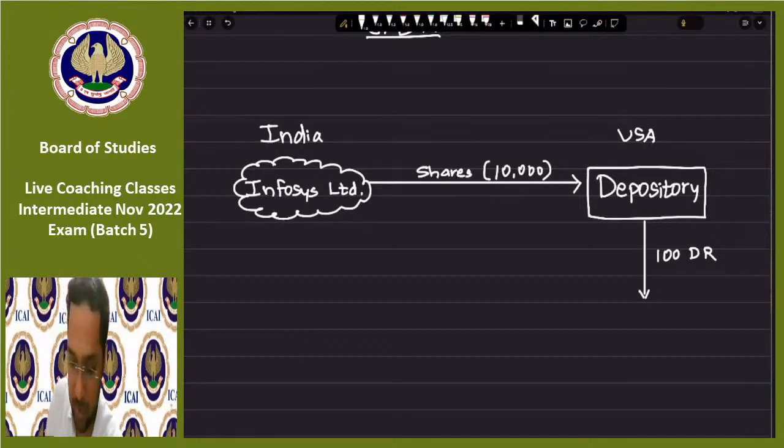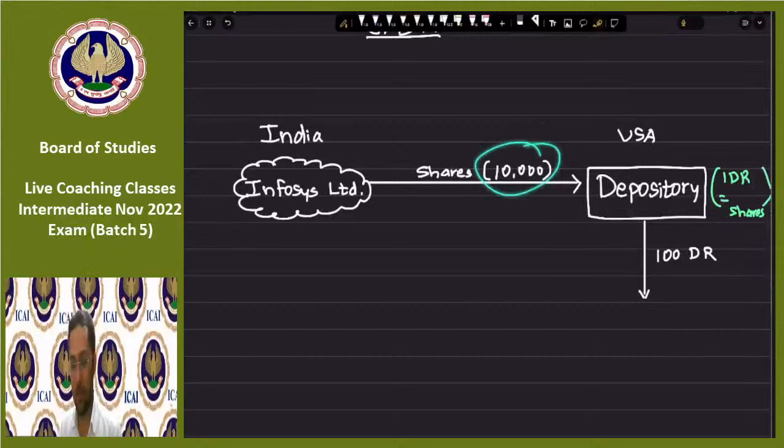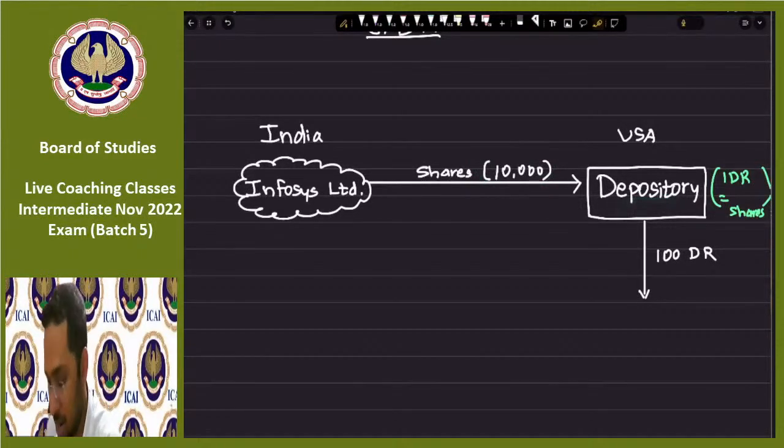If it issues 100 depository receipts, can you tell me what is the exchange ratio that it has followed? For 10,000 shares, the depository is going to issue 100 depository receipts, in which it will give an acknowledgement that we are in possession of so many shares of Infosys Limited.